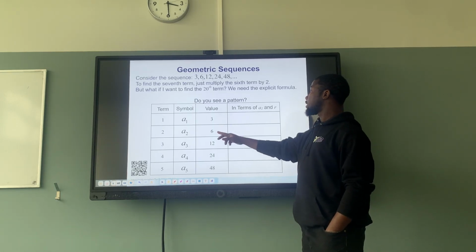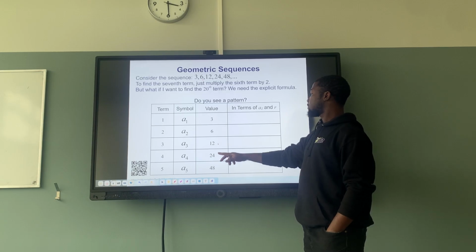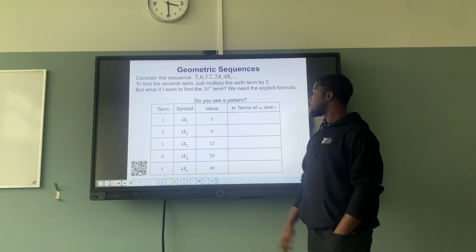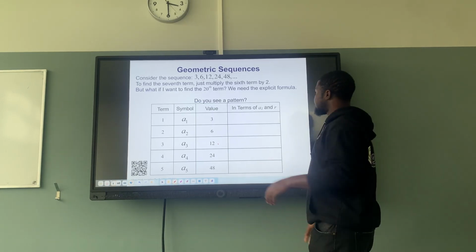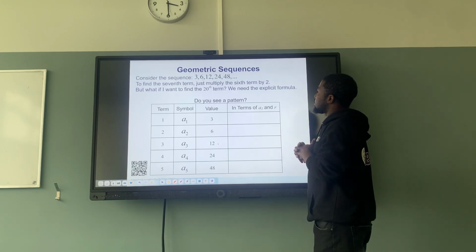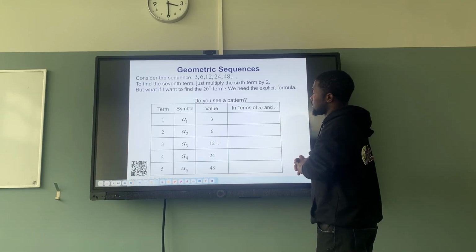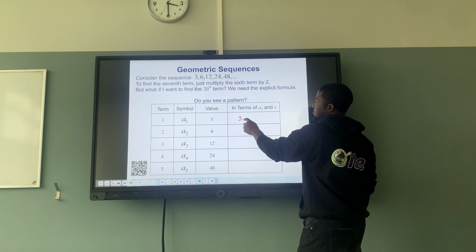3 times 2 is 6. 6 times 2 is 12. 12 times 2 is 24. 24 times 2 is 48. In terms of A1 and R, what is the common ratio? The common ratio is 2. So that is what you write. This is A1, which is 3, times 2.